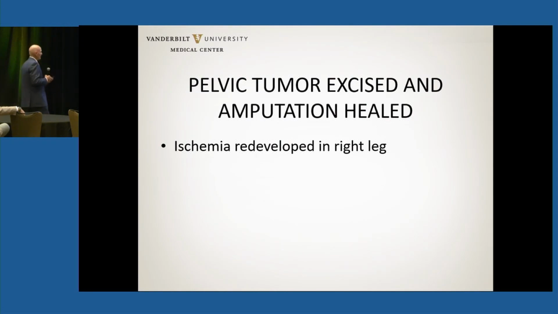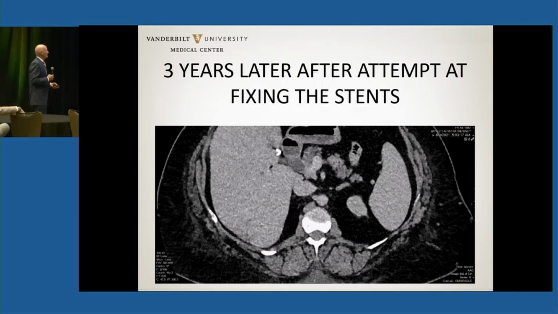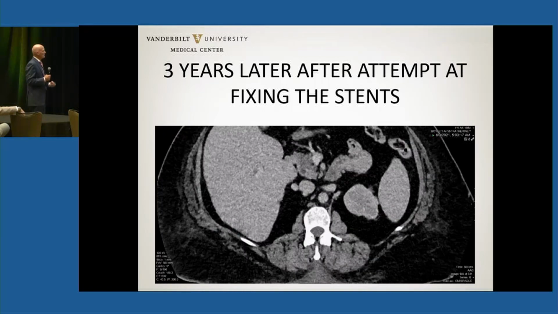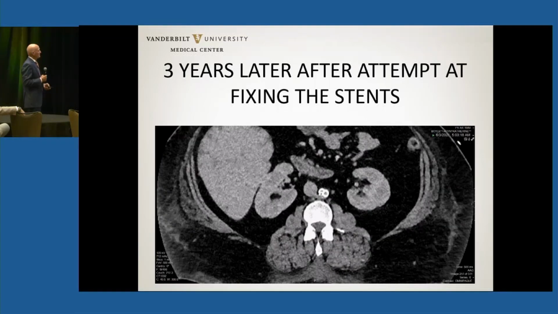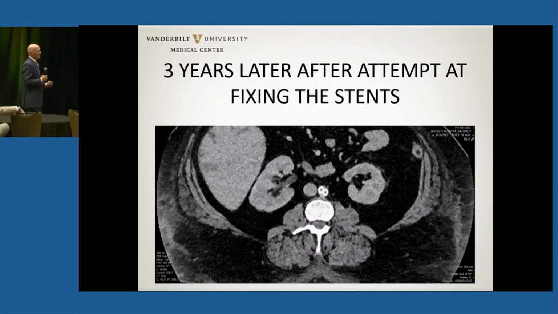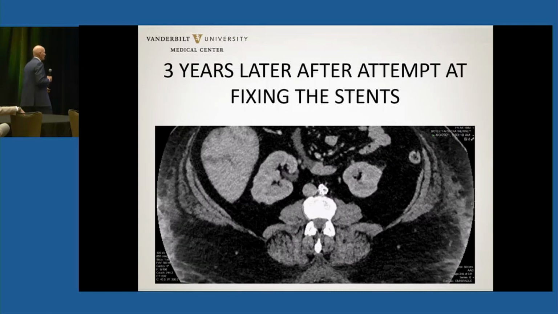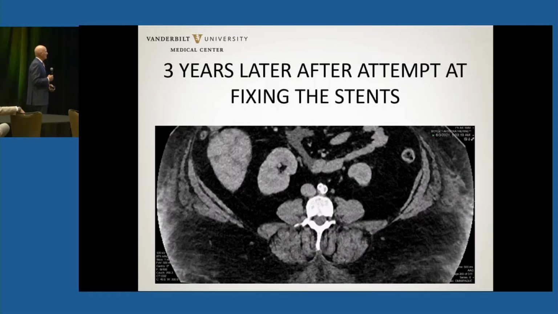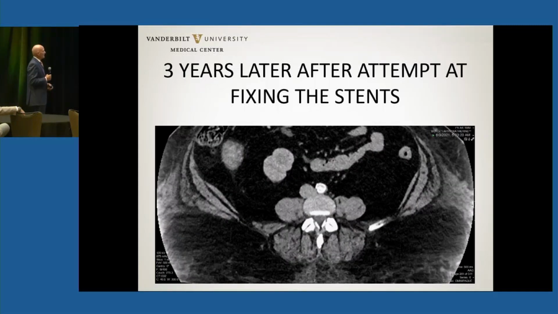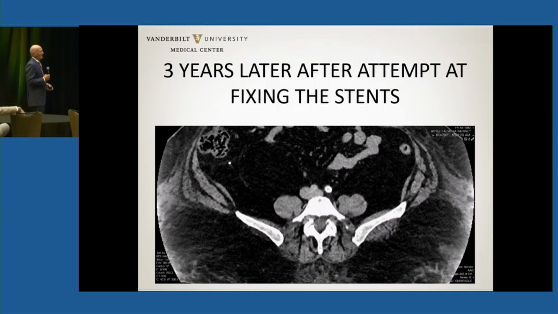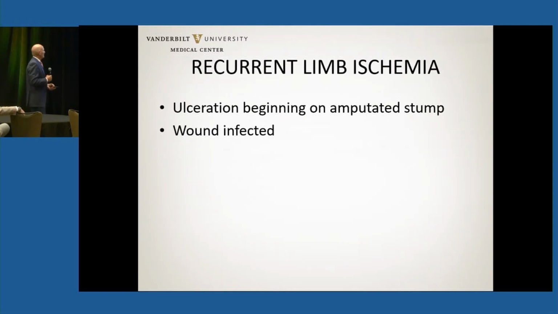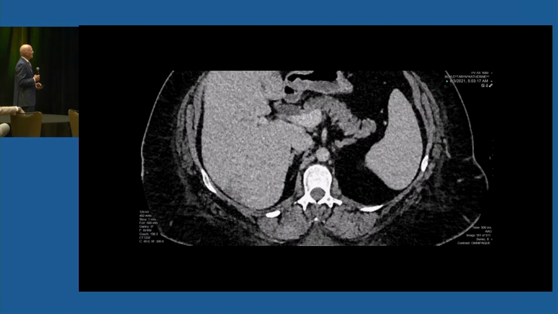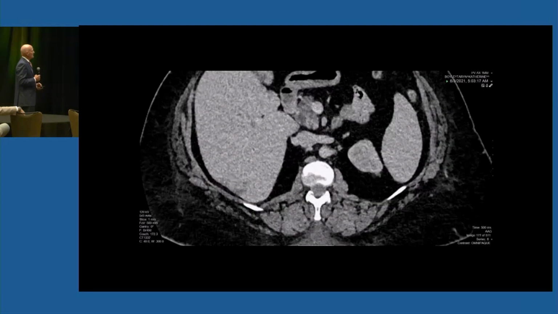After this scan, she redeveloped ischemia in her right leg, and most of this was done, again, outside of our institution. This was those same stents. They'd removed her tumor. It turned out to be a benign tumor, not a malignant tumor, which was the original concern. The stents were expanded and extended this time into that right limb, and you can see those stents are sort of crossing in the front. Ulceration begins on her below knee amputation stump. Her wound gets infected. She has another CT scan.